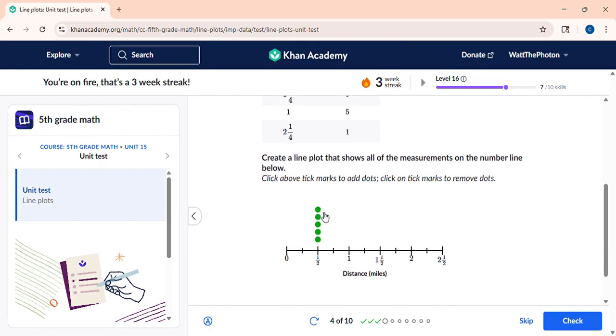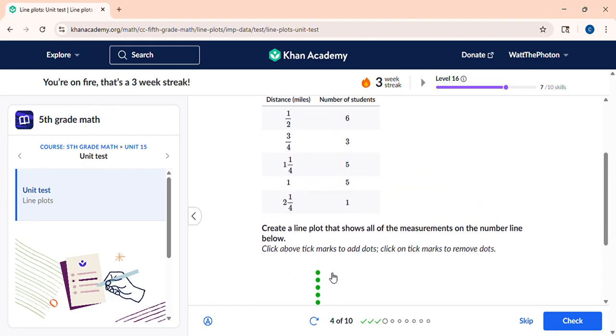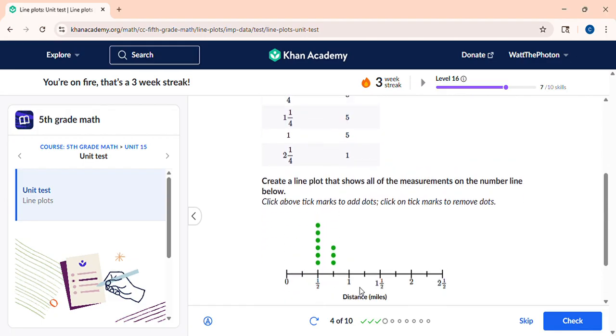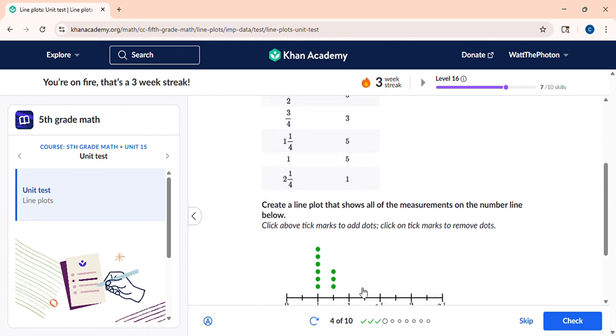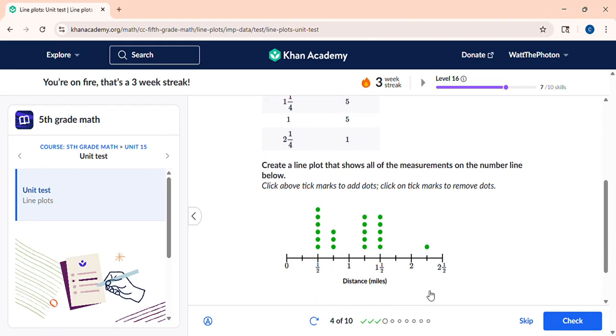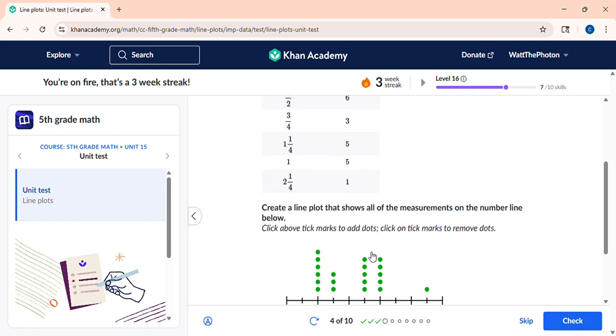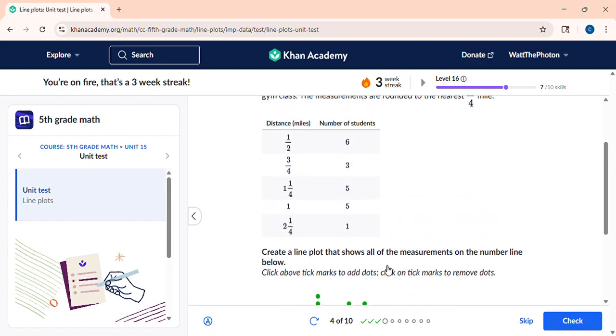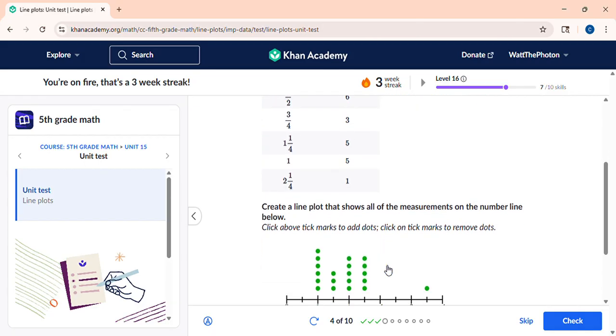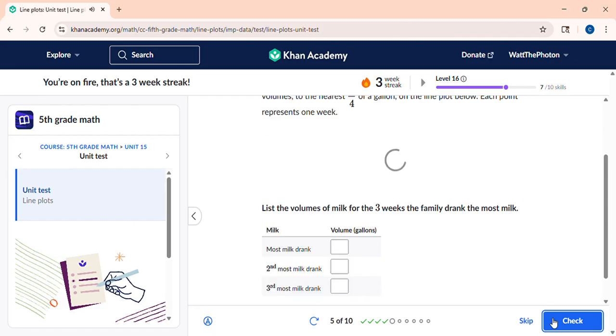1/2. 3. 1. 1.5. 1. 1/2. 3. 5. 5. 1. Good job.